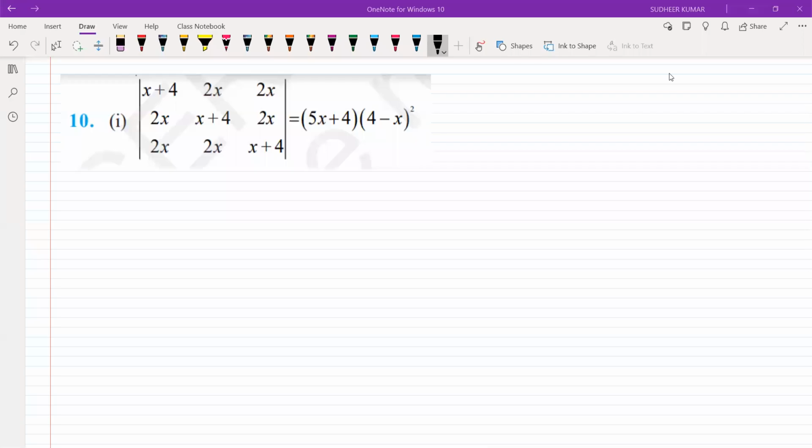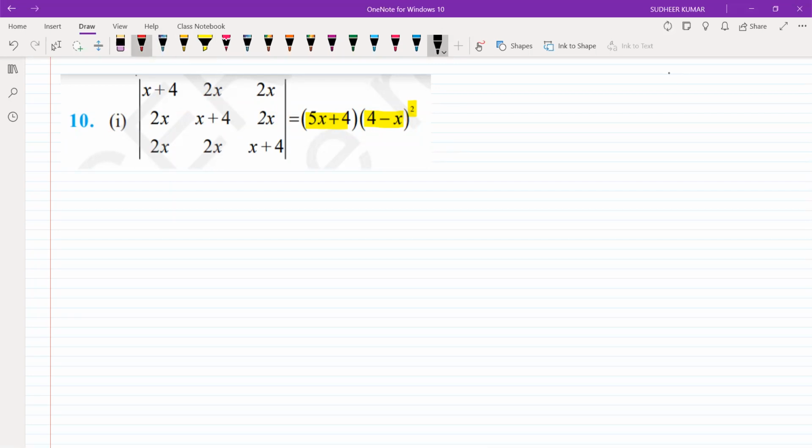RHS, right? So in RHS, what we have? 5x plus 4, 4x, and 4 minus x whole square. Is there any possibility to get 5x plus 4 now? C1 plus C2 plus C3. That's it.